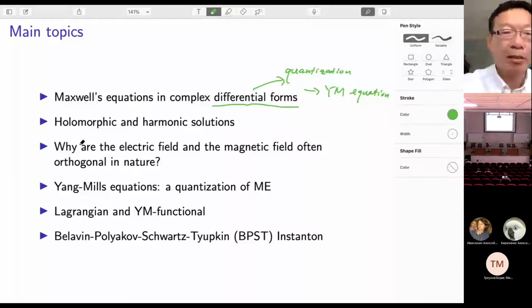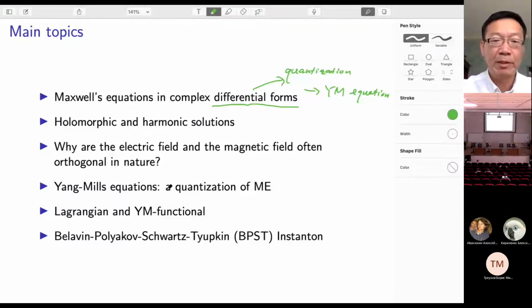And then we will look at holomorphic and harmonic solutions. Mostly, this is for the Maxwell equations. We have a somewhat better idea what the holomorphic and harmonic solutions are. And one physical phenomenon that I want to explain in this talk is that we have seen in many natural phenomena that electric field and magnetic field are often orthogonal. And this talk will give a very simple explanation why they are orthogonal.